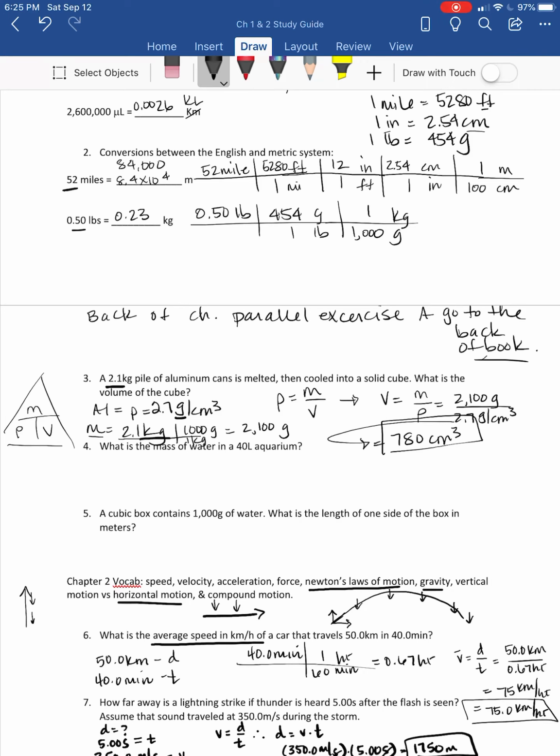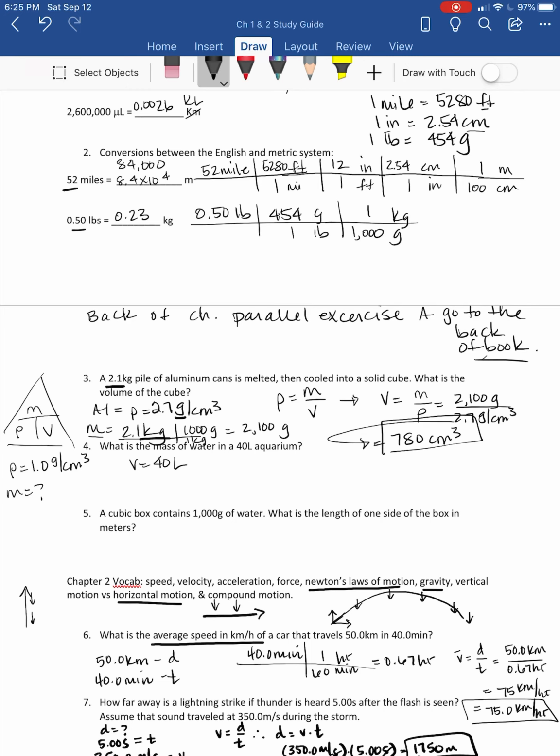Okay, all right. There was one like this in the book, this number 4. It says, what's the mass of water in a 40-liter aquarium? Okay, so what's the density of water? If you look on your chart, 1 gram per centimeter cubed, and this is wanting us to find the mass, and the volume is 40 liters.